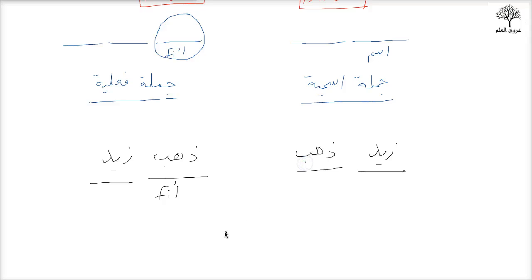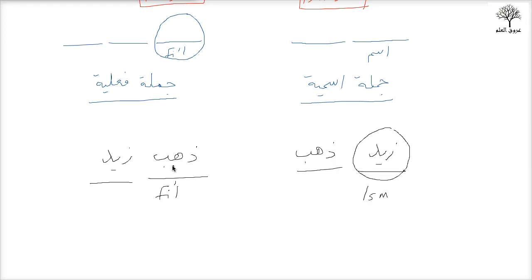Zaid ذهب. So Zaid ذهب, the sentence is based around an ism. So it starts off with an ism. Okay, so this is known as a jumla ismiya. These are two types of sentences that you have in Arabic: jumla fi'liya, a sentence that starts off with a fi'l, and jumla ismiya, a sentence that starts off with an ism.